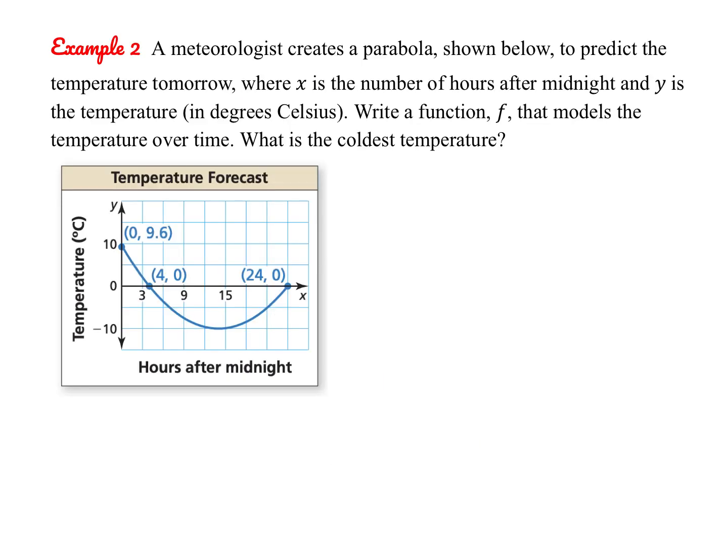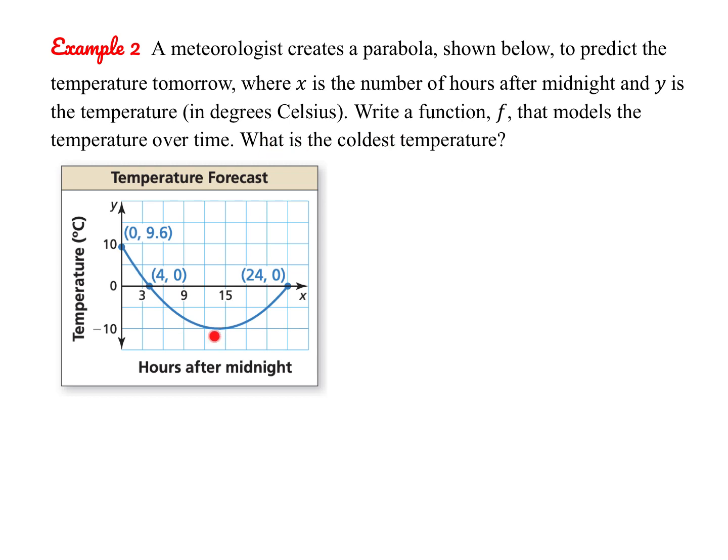All right, let's do another one together. So a meteorologist creates a parabola, which is shown here in this graph, to predict the temperature tomorrow, where x is the number of hours since midnight, and y is the temperature in degrees Celsius. Write a function that models this temperature over time, and they want us to find what the coldest temperature is.